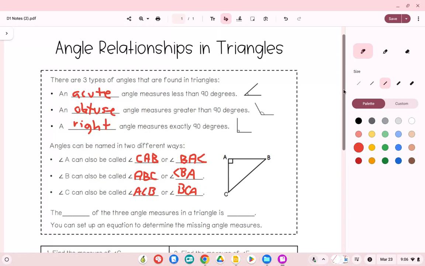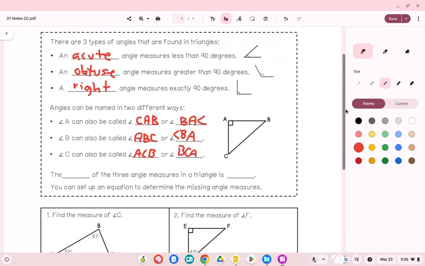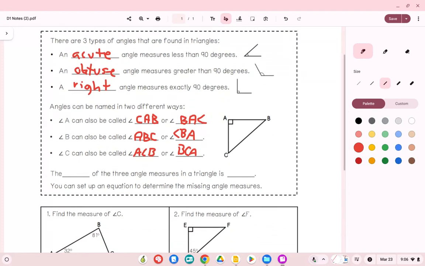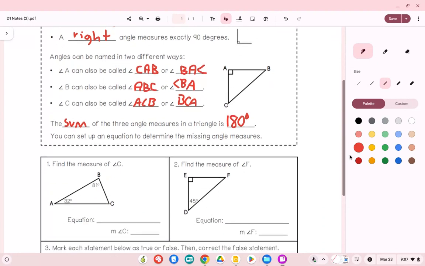Alright, so now that you know all the different types of angles and how to name angles, now we are going to get into finding the angle measures. This is what we just looked at in the video. The sum of the three angle measures in a triangle is 180 degrees. So if you add up the three angles, it's always going to be 180. And you can set up an equation to determine the missing angle measures. So we're going to try that down here.